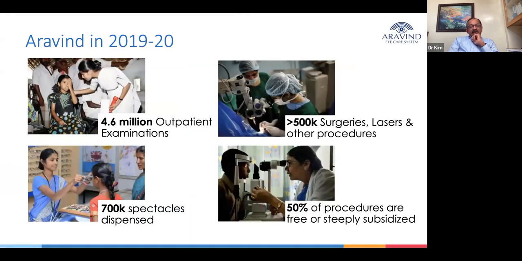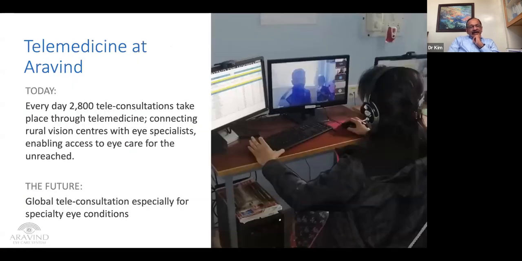In 1 year, Aravind has seen about 4.6 million outpatients, more than 500,000 surgeries and lasers and other procedures. Almost 50% of these are done free or steeply subsidized. That's why we call it affordable care to all. And for the last 2 decades, Aravind has been using telemedicine in deploying eye care and creating access to the rural people. Today, more than 2,800 teleconsultations are done through our telemedicine network, connecting our rural vision centers with eye specialists, enabling access to eye care for the unreached.